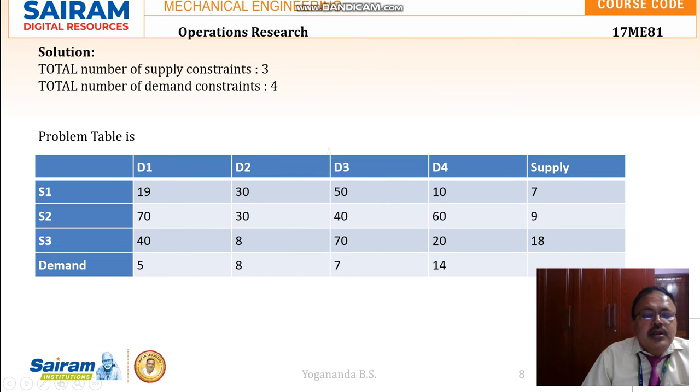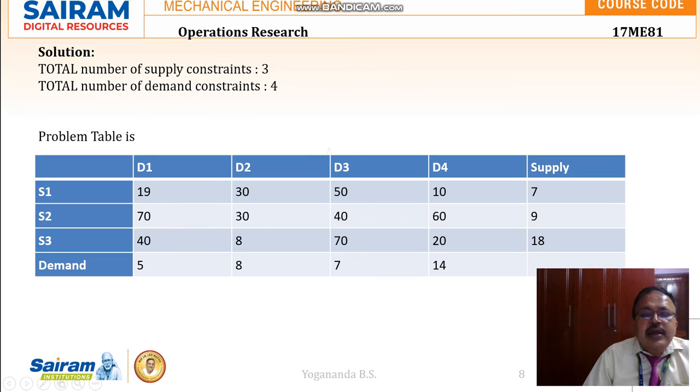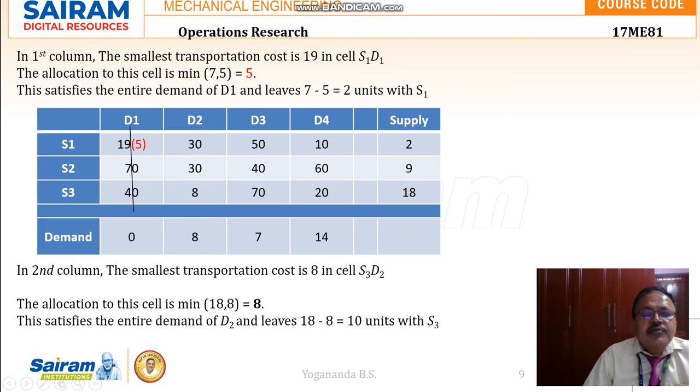So demand is 5, supply is 7. The complete requirement of D1 is met. So get rid of this column. Demand becomes 0 now. The supplier earlier had 7 units. Now after supplying 5 units, he has 2 units with him, right? 2 here. And get rid of this column number 1.